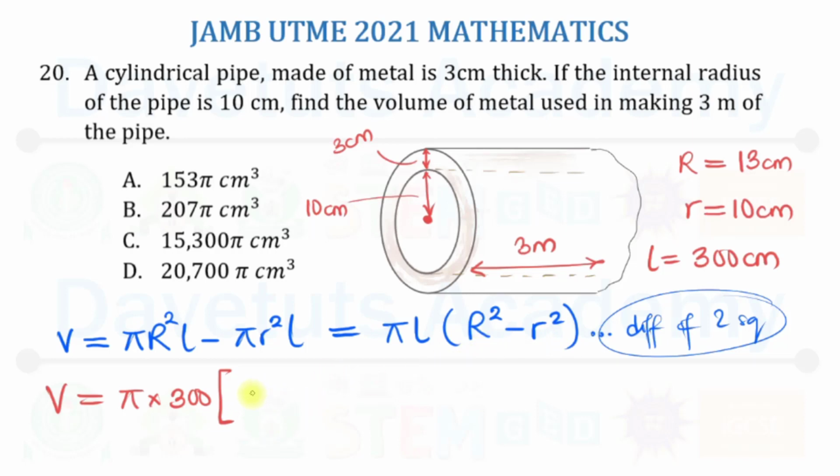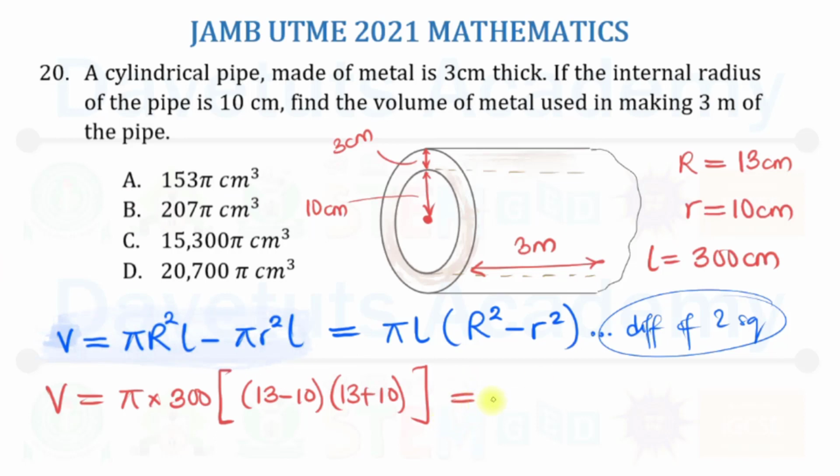So for the difference of 2 squares, we are going to have (r minus r) multiplied by (r plus r). So I can have 13 minus 10 multiplied by 13 plus 10. Okay, so it is our very good understanding of the fact that the volume of this cylindrical pipe is just the difference between the external one and the internal one. And then we'll be good to go if we have that on our fingertips.